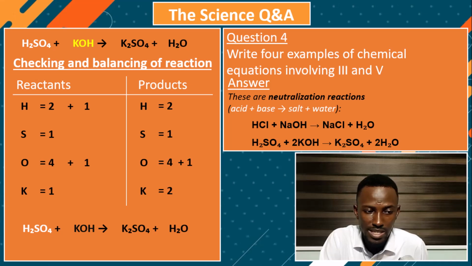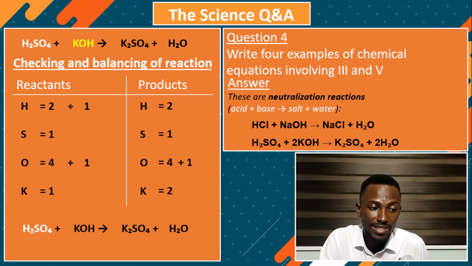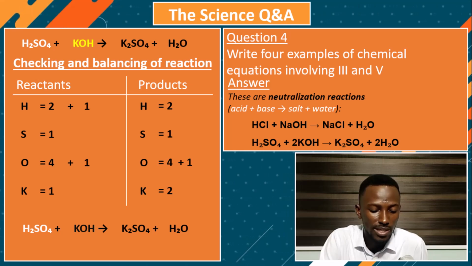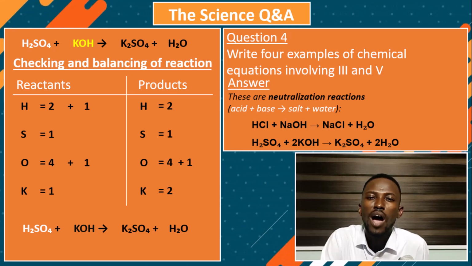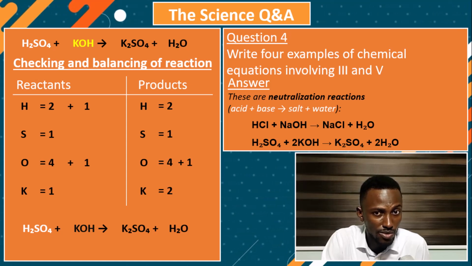So that means the entire chemical reaction, that is sulfuric acid, the acid, plus potassium hydroxide to give us potassium sulfate and water, is not balanced. So how do we balance the chemical reaction? The one we have on the screen, how do we balance it?